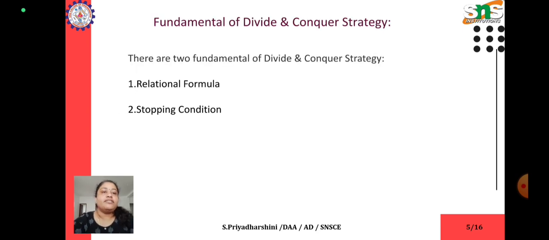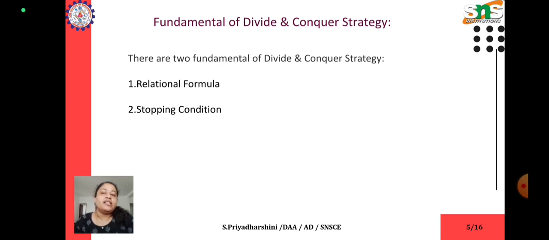Now let's see the fundamentals of the divide and conquer strategy. There are two fundamental things in divide and conquer. One is the relational formula and the next one is the stopping condition. So what is the relational formula? It is the formula that we generate from the given technique. After generation of the formula, we apply the divide and conquer strategy, that is, we break the problem recursively and solve the broken subproblems.